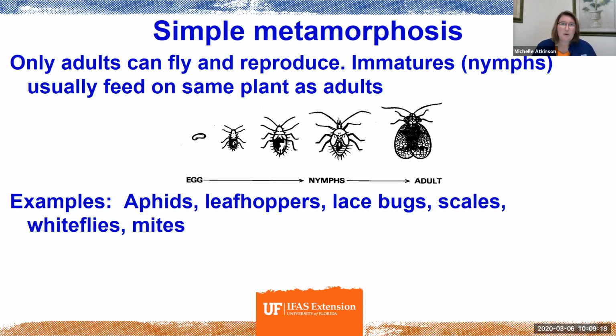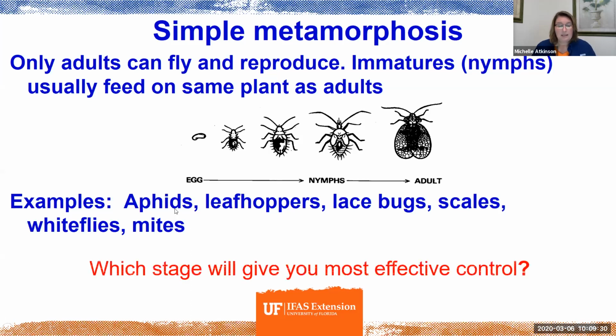That's like from the caterpillar to the butterfly. 4 stages because you have a chrysalis in there. And so some examples are your aphids, leaf hoppers, lacebug scales, flies, mites. So we just talked about this. At which stage do you get the most effective control? And that would be here at this nymph stage where they're crawling around.